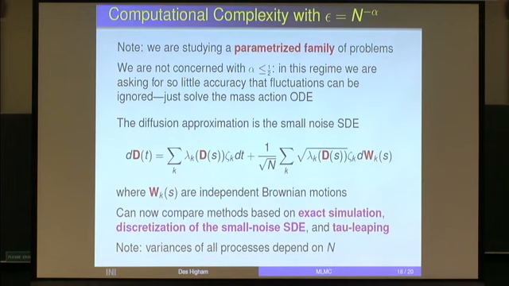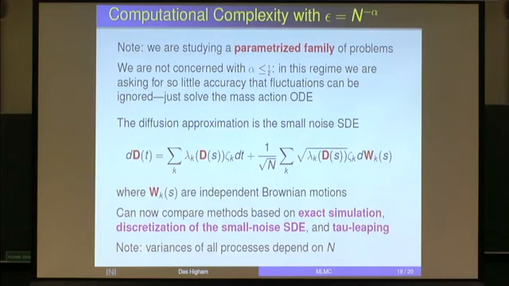But it's important to keep in mind that this is no longer a single problem that we're solving. We're looking at a parameterized family of Markov chains parameterized by this n, the system size n. So it's not a fixed problem, it's a family of problems that we're looking at.